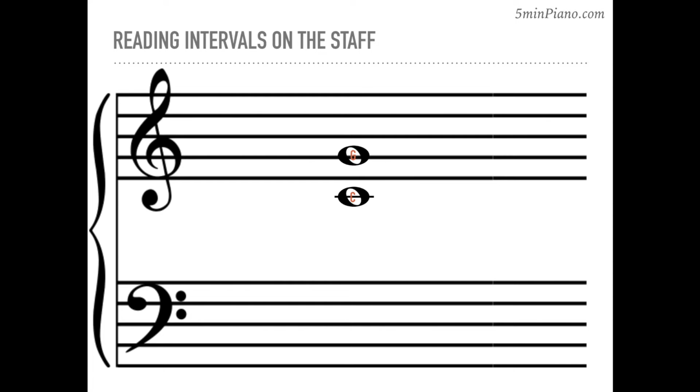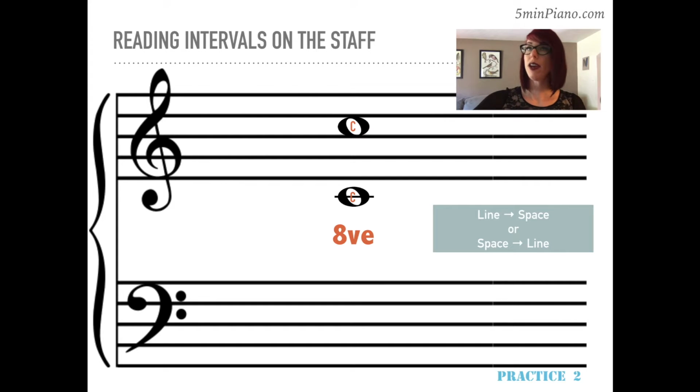C to G, a fifth, both line notes. C to A, sixth, line to space. C to B, seventh, line to line. And then our octave, which is C to C, is line to space. At this time, you can pause the video to complete practice exercise number 2.